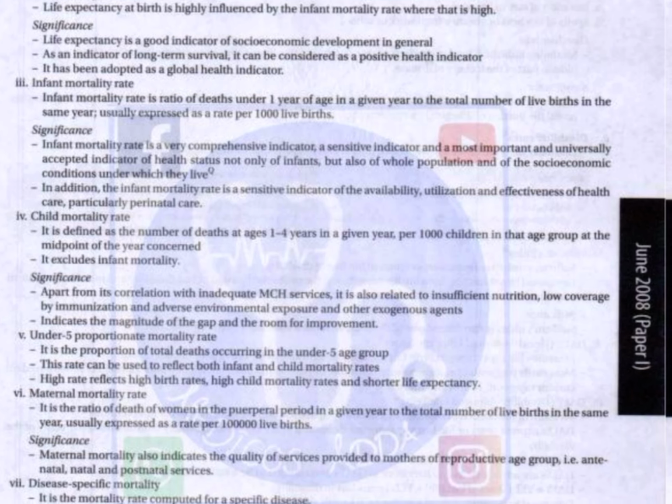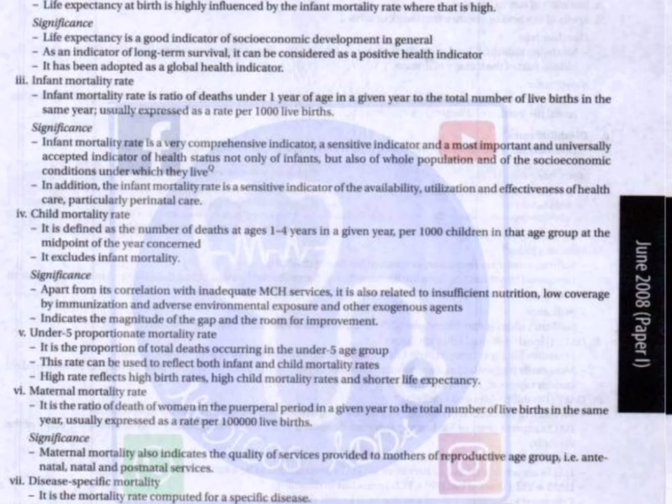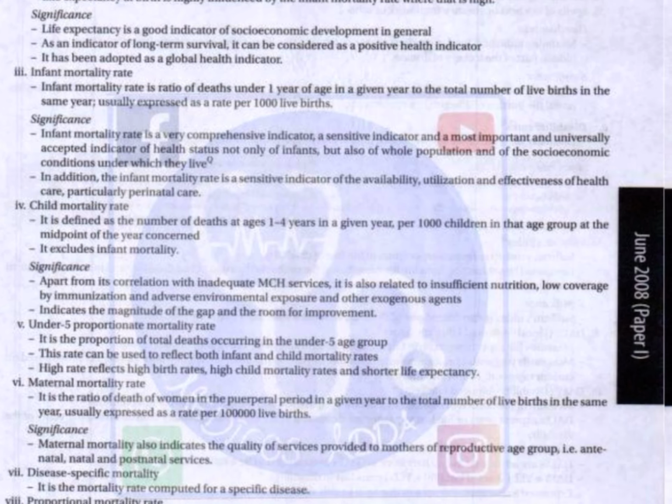Child mortality rate. It is defined as the number of deaths at ages 1-4 years in a given year, per 1,000 children in that age group at the midpoint of the year concerned. Excludes infant mortality. Significance: apart from its correlation with inadequate MCH services, it is also related to insufficient nutrition, low coverage by immunization and adverse environmental exposure and other exogenous agents. Indicates the magnitude of the gap and the room for improvement.